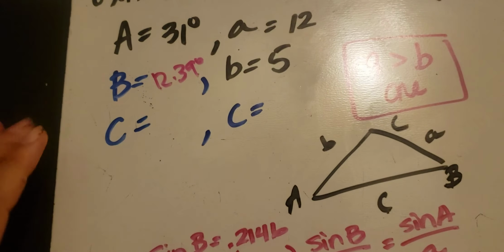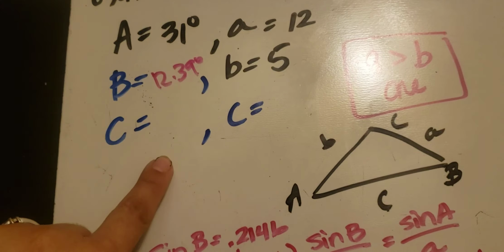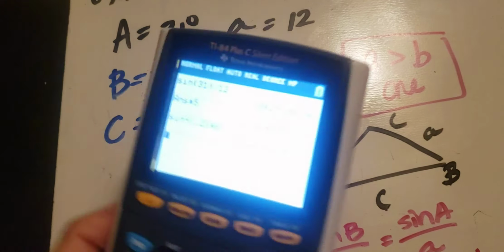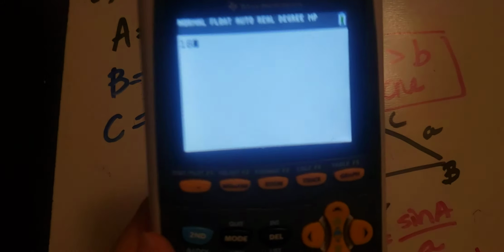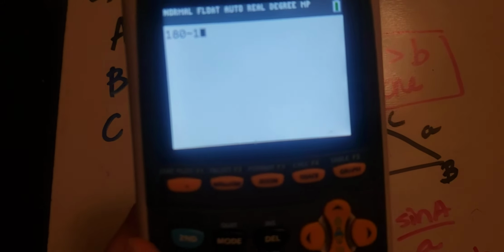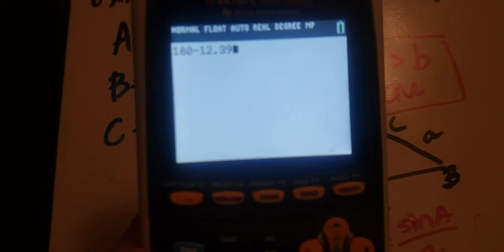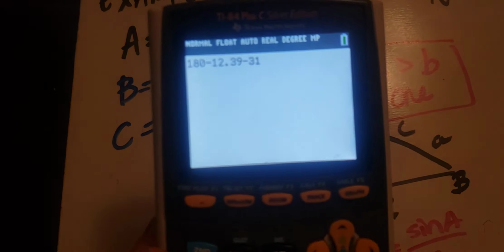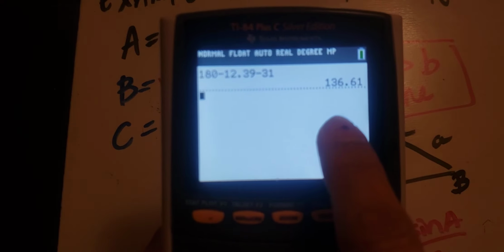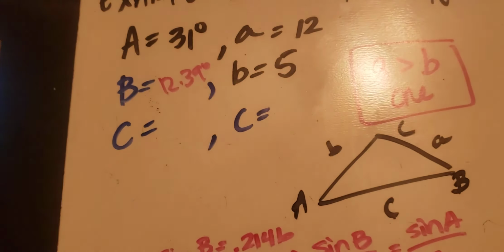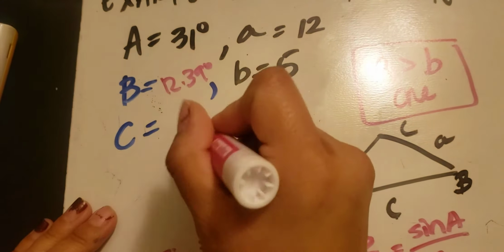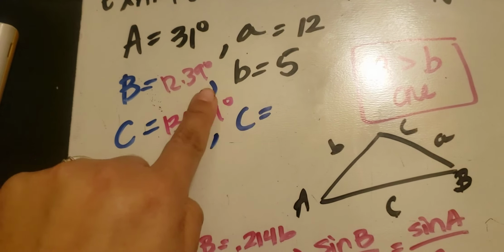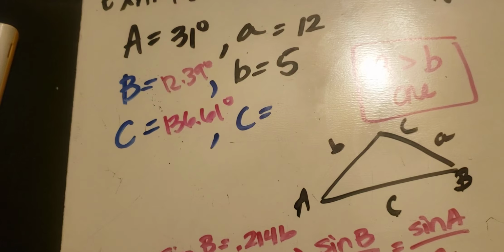And guys, as soon as I have 2 out of the 3 angles, it's super easy to find the third angle. Remember, all I have to do is take 180 and subtract 12.39 and 31. So I'm subtracting angle B and angle A. And then I'm left with 136.61. So that'll be angle C, 136.61 degrees. Don't forget to give it the degrees, okay?